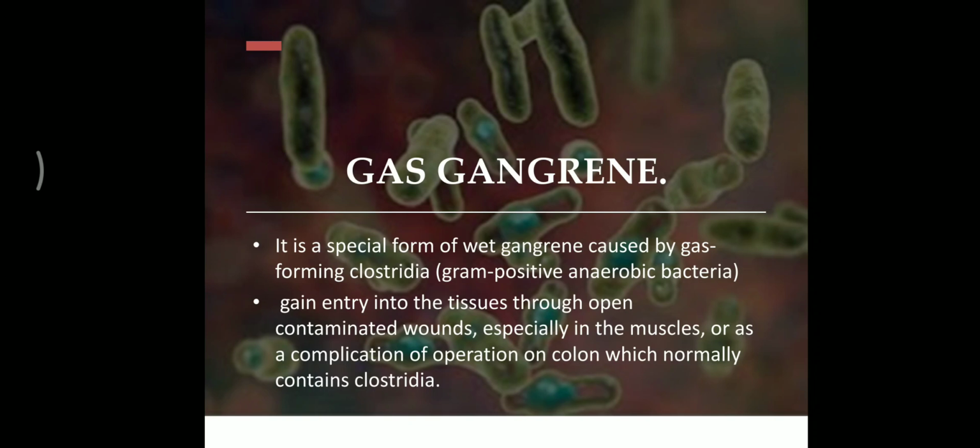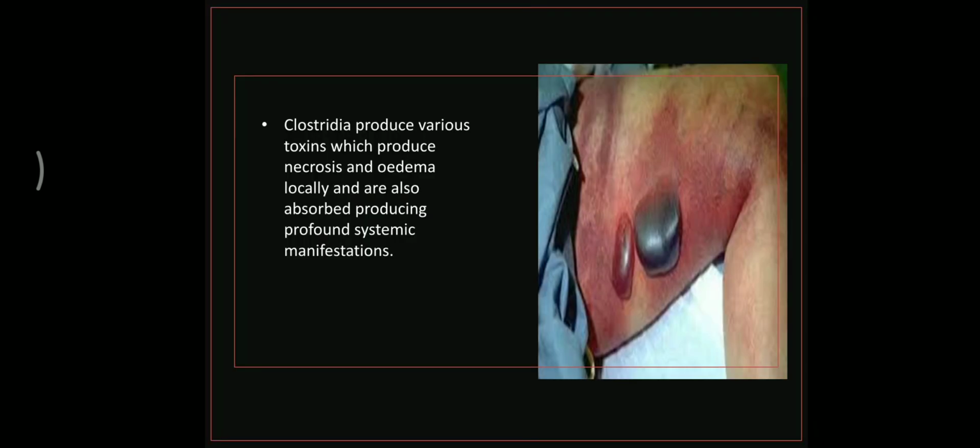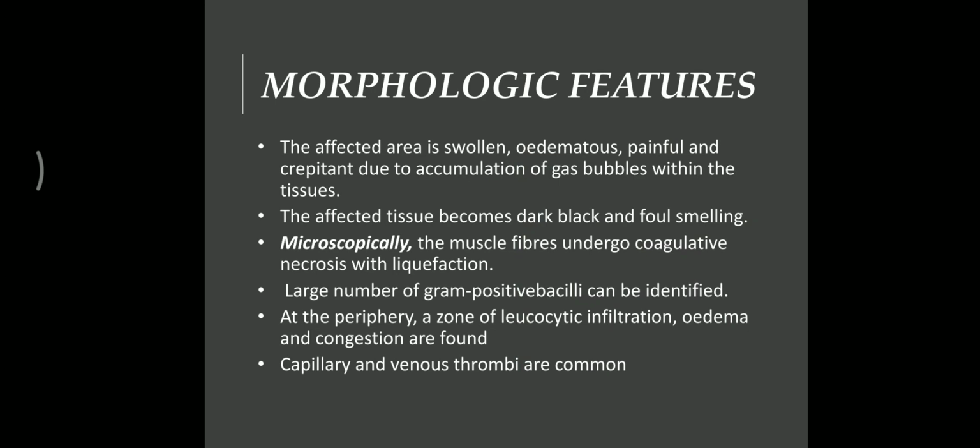It can be a complication of an operation on the colon. The colon normally contains Clostridium bacteria, which find very favorable conditions after the operation and can cause gangrenous changes. Clostridia produce various toxins which produce necrosis and edema. It also produces profound systemic manifestations like septicemia and toxemia.